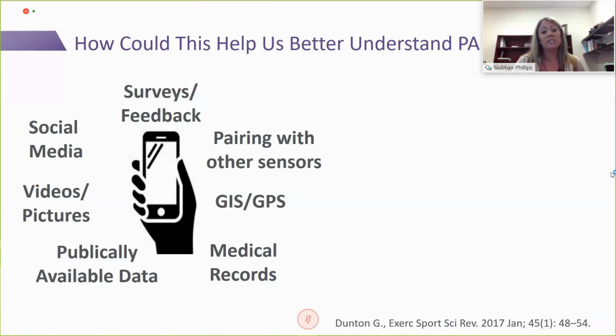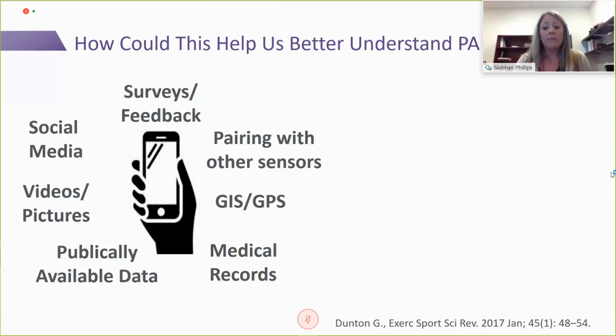So we can integrate physical activity data with self-reported surveys or feedback from participants. We can pair it with other sensors like heart rate monitors or glucose monitors. We can look at GIS or GPS data. We could even potentially link it to medical records data and actual health and disease outcomes from those data. We could also link it to publicly available data on crime and weather, and even get more information on context by having people upload videos or pictures of where they're being active, and connect to social media to see how people are talking about or engaging with content related to physical activity.